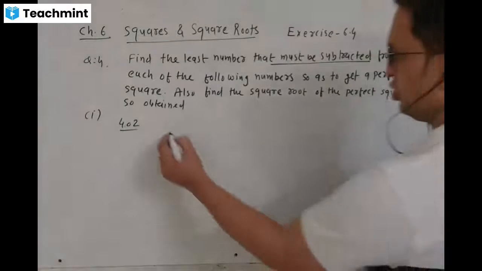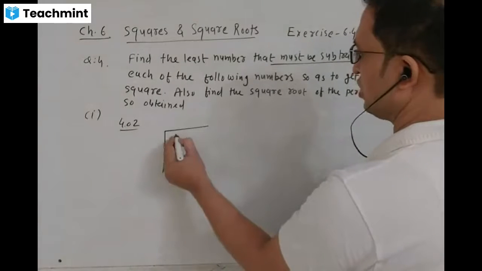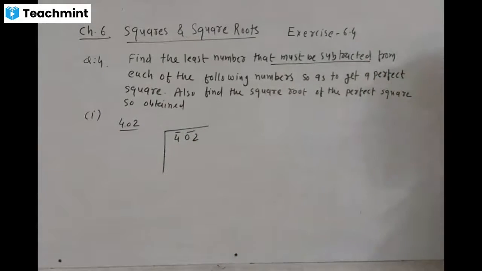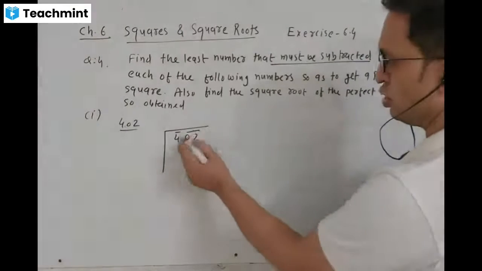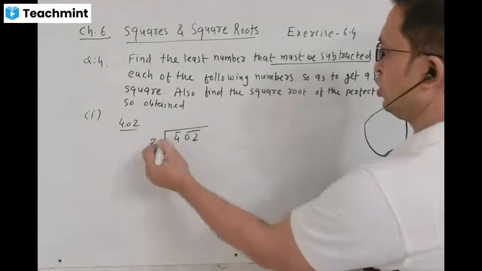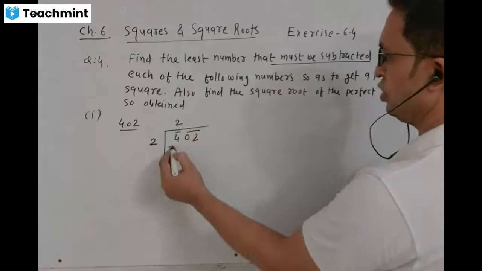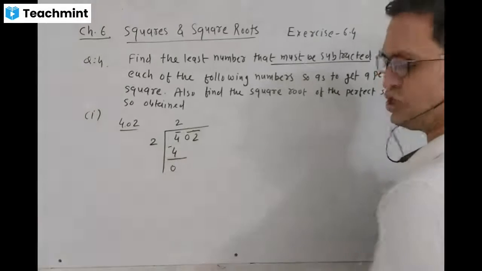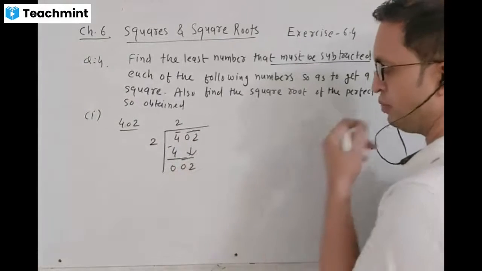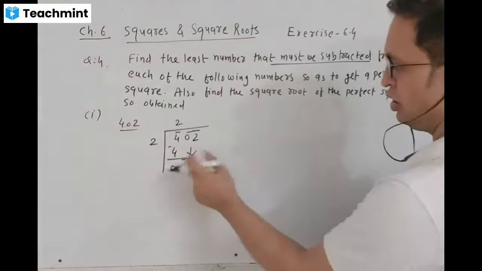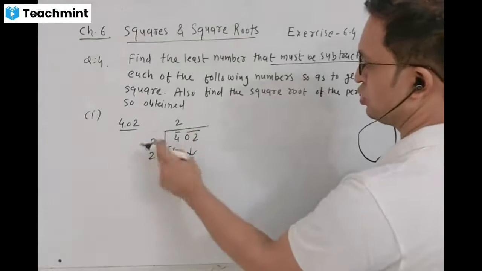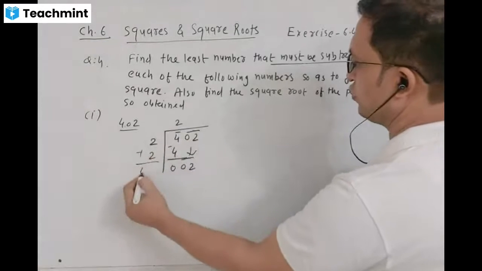402. By long division method, 402. इस तरीके से दो group of the first two number 02 and 4. So 2 2s are 4. 4 minus 4, answer 0. And 02 is in denominator form. Okay. 02 is in remainder form. So 2 plus 2, that is equal to 4.